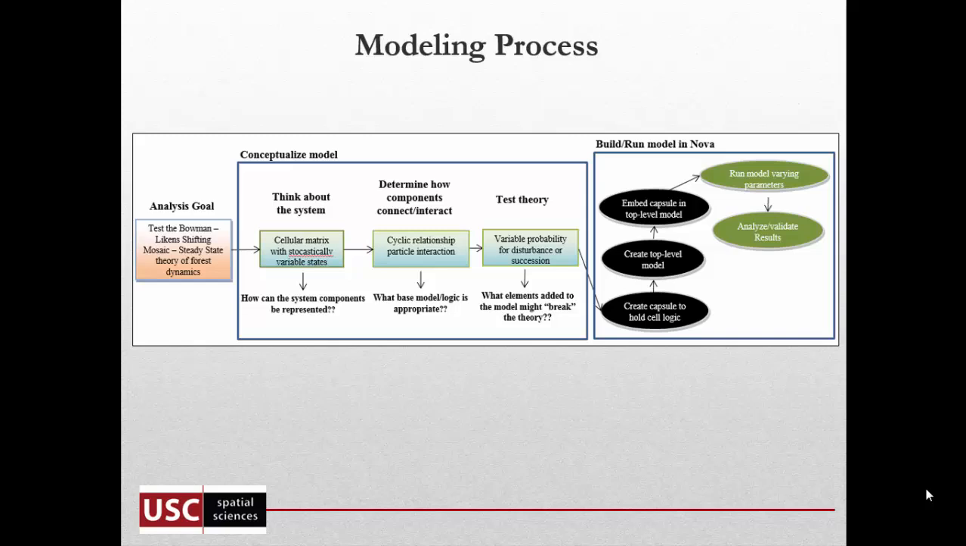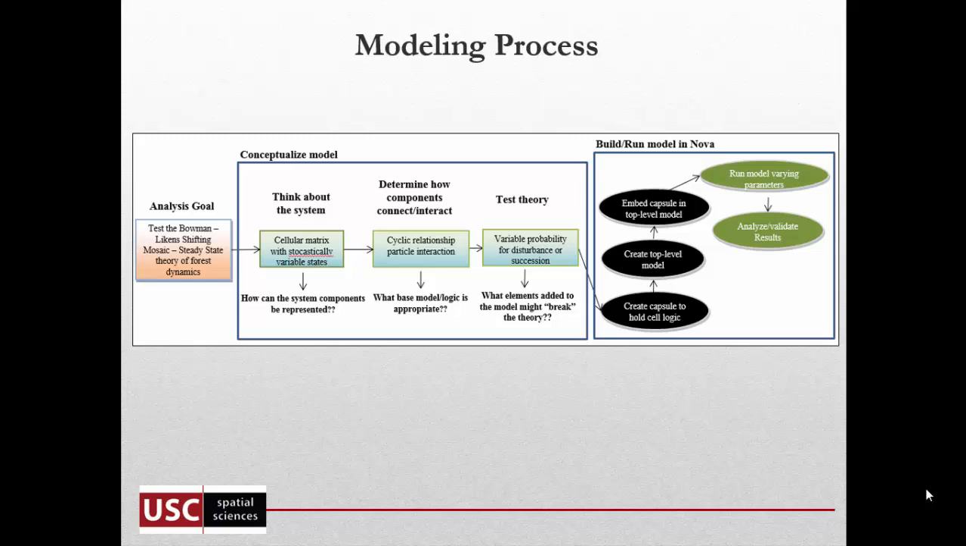So with a basic understanding of the NOVA environment and some of the components that make up NOVA models, we can move on to modeling a spatial model in the NOVA environment. And the basic process is depicted in this diagram. There are three basic components, and first we need to have an analysis goal.